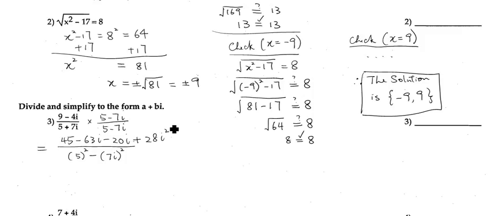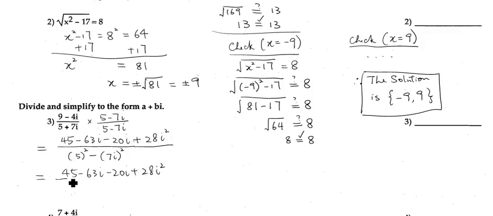We need to adjust something. What do we need to adjust? The line, because the 28i squared is scary, it's falling down. So let's support it. Extend the line. Let's continue. We have 45 minus 63i minus 20i plus 28i squared.